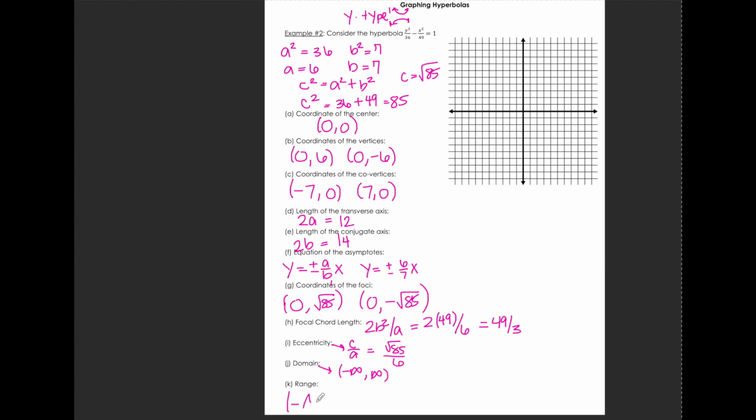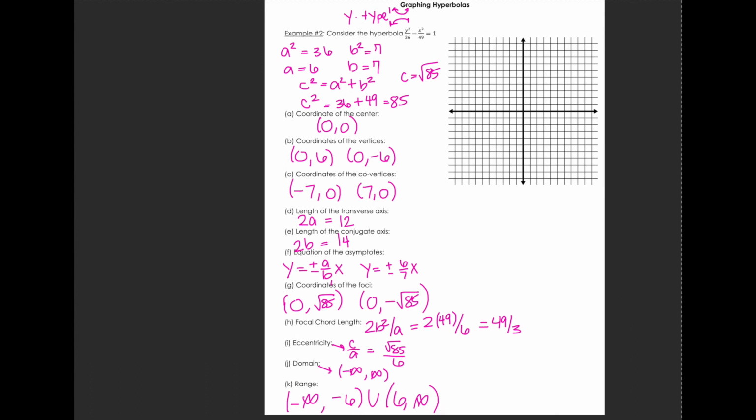My range is going to be negative infinity to negative 6. And then I can't include anything between negative 6 and 6 because my hyperbola jumps from this piece to this piece. So then my range picks up again. Those y values start up again at positive 6 and will reach up to positive infinity.